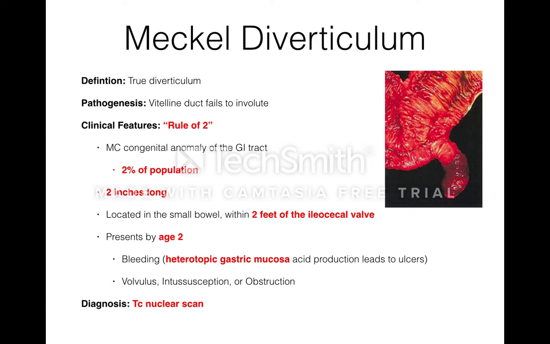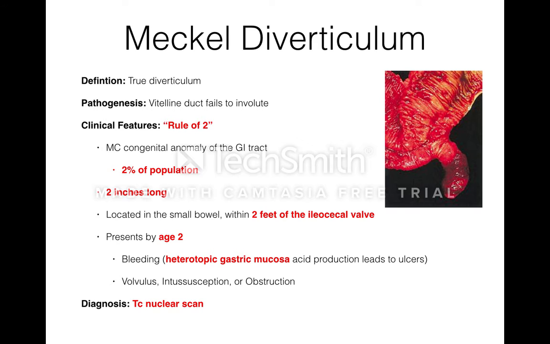So Meckel's diverticulum is another congenital cause of obstruction, and in fact the most common congenital anomaly of the GI tract. It is a true diverticulum in that the outpouching contains all three layers of the bowel wall, and this results from failure of the vitelline duct to involute.